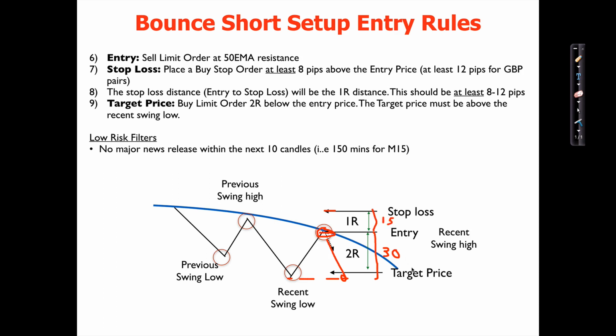There you go. Okay. If I measure from the entry to the recent swing low, it's 20 pips. Where's my stop loss? That's right, it's 10 pips. Okay. Again, your stop loss should be at least 8 pips or more for the 15-minute time frame. Okay. Again, no major news release within the next 10 candles. So that's a quick revision of the bounce long and the bounce short setups on M15 timeframe candles.